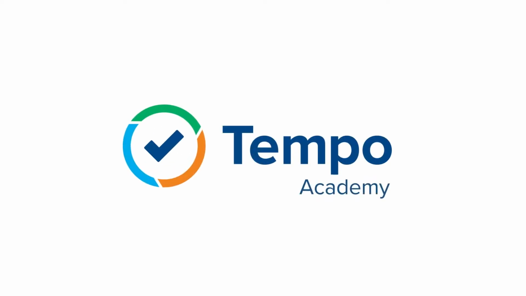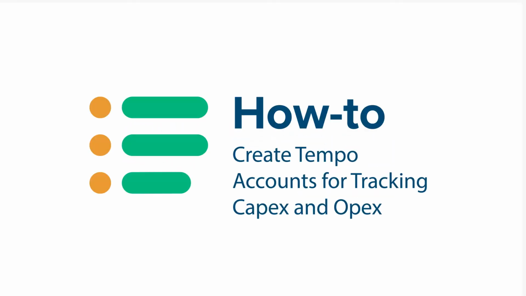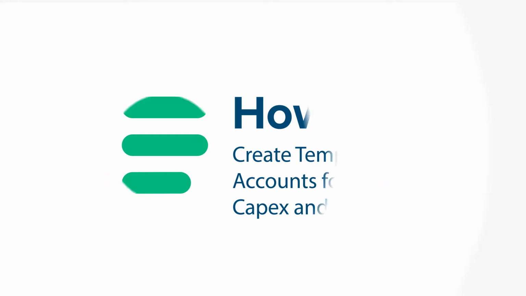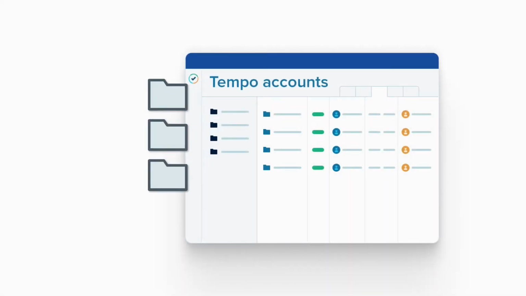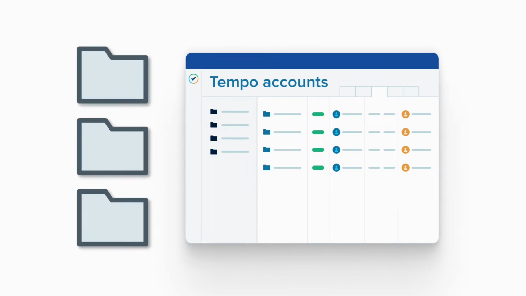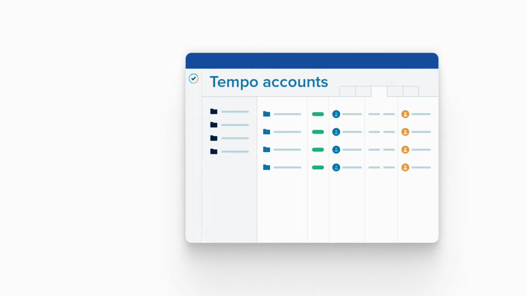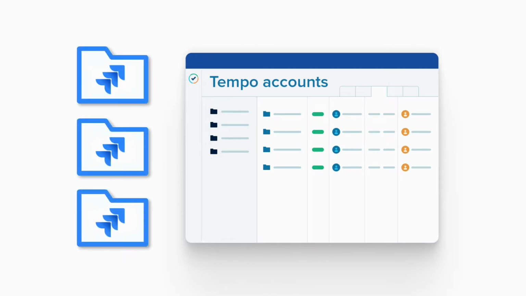If you want to claim tax credits for research and development in your company, tracking Capex and Opex using Tempo accounts can help you do this. Tempo accounts are like a high-level organizer for categorizing all the time that's logged by your employees using Tempo Timesheets. One of the main strengths of Tempo accounts is that they let you group together the time spent on work that's done across multiple Jira projects and by multiple teams.